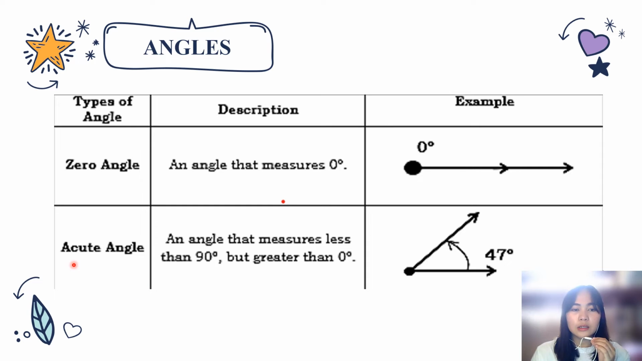Another type of angle is the acute angle. Pag may tag acute, an angle that measures less than 90 degrees but greater than 0 degrees.